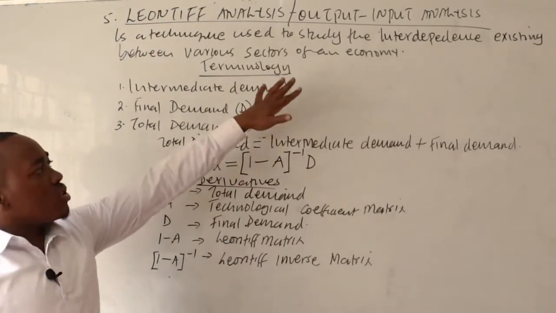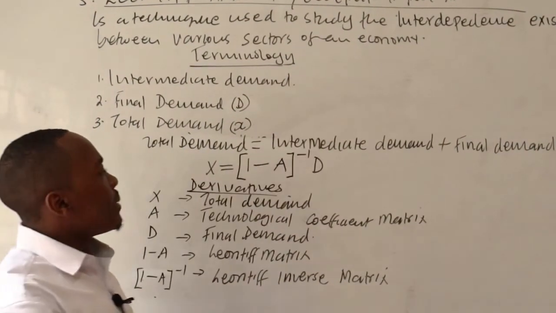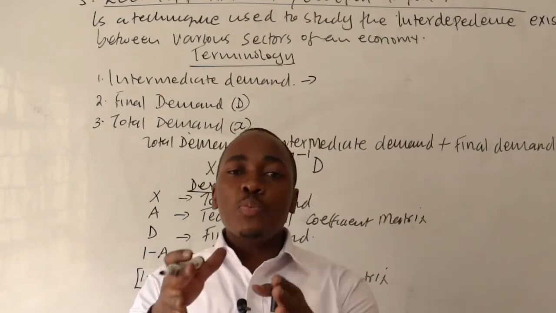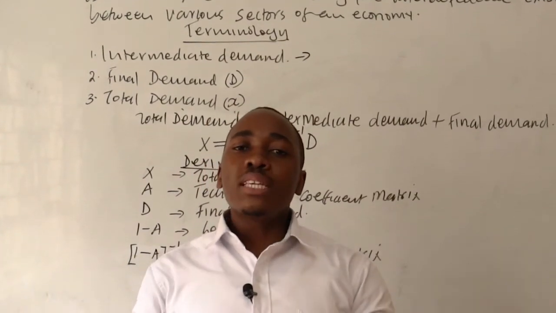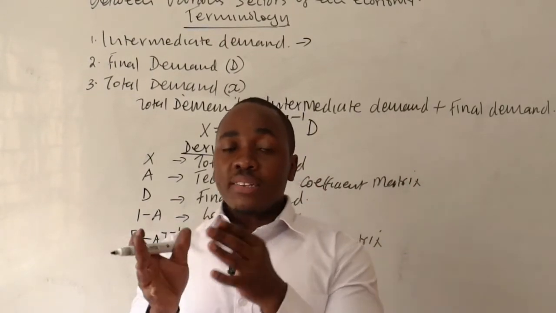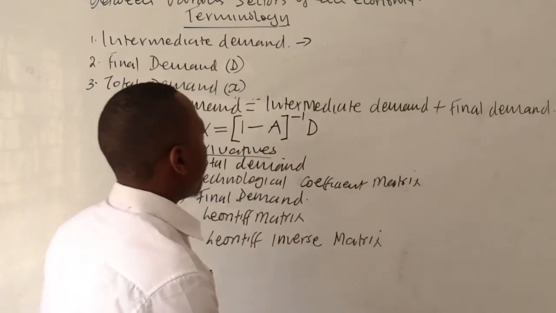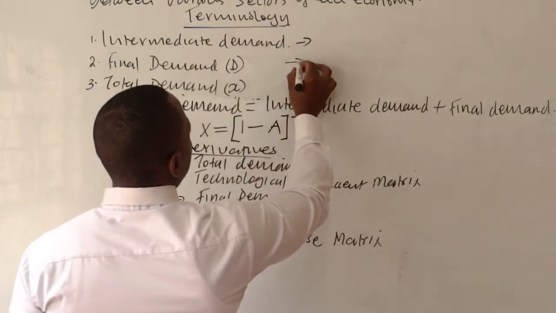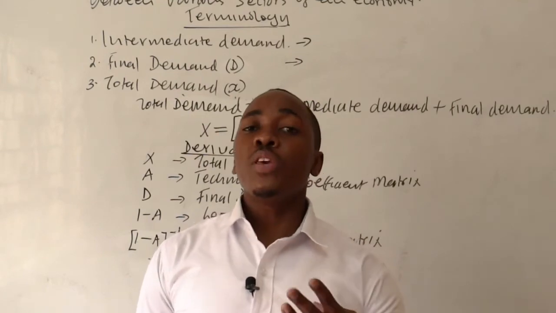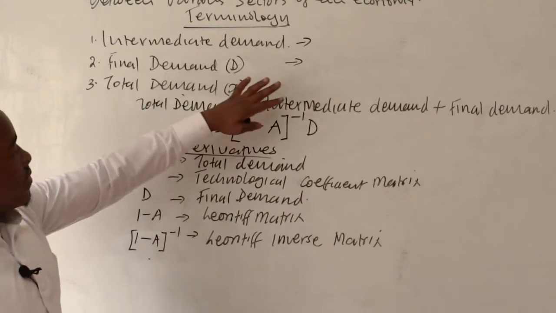So what are some of the terminologies used here? One, we have what we call the intermediate demand. Intermediate demand is the demand or the output of one sector which will be used as an input in another sector. Then we have final demand. Final demand is the output which will be used by the final customer.